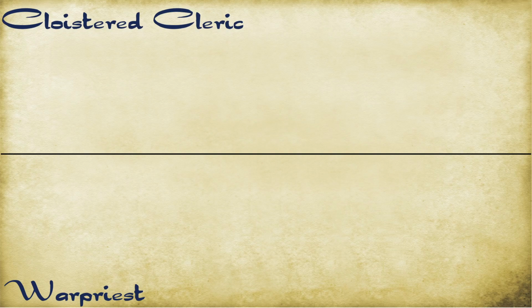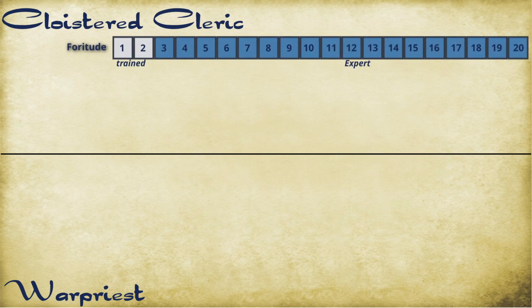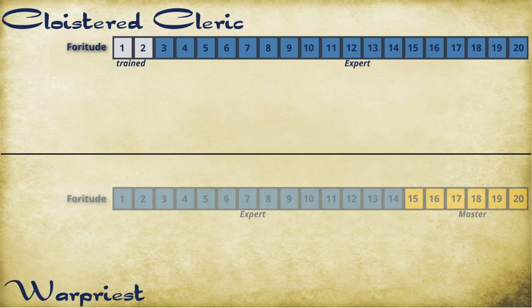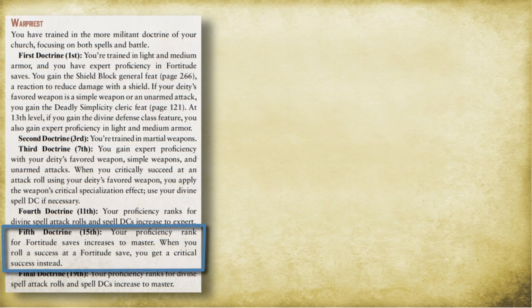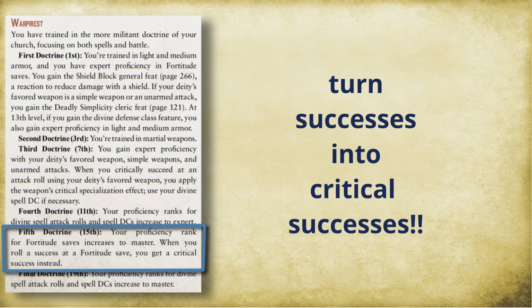For Fortitude saving throw, a Cloistered Cleric starts out with trained proficiency. They advance to expert proficiency right away at level 3. By contrast, a Warpriest starts at expert proficiency at level 1 and then advances to master proficiency at level 15. For the Warpriest, the proficiency bump at level 15 is a little better than just a +2. At level 15, when the Warpriest advances to master proficiency, they also turn successes into critical successes.